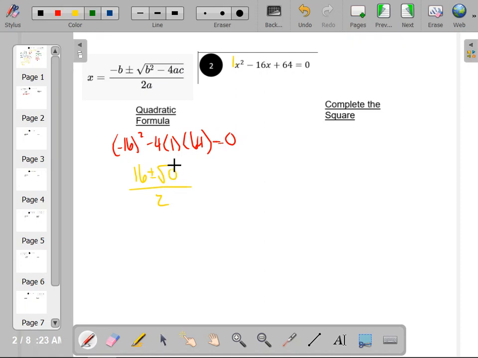So what happens here is when you have the square root of 0, that's 0. Adding 0 is the same as subtracting 0, so this really doesn't matter. It's just going to be 16 divided by 2. That means the only solution is x equals 8. That's where the vertex is.